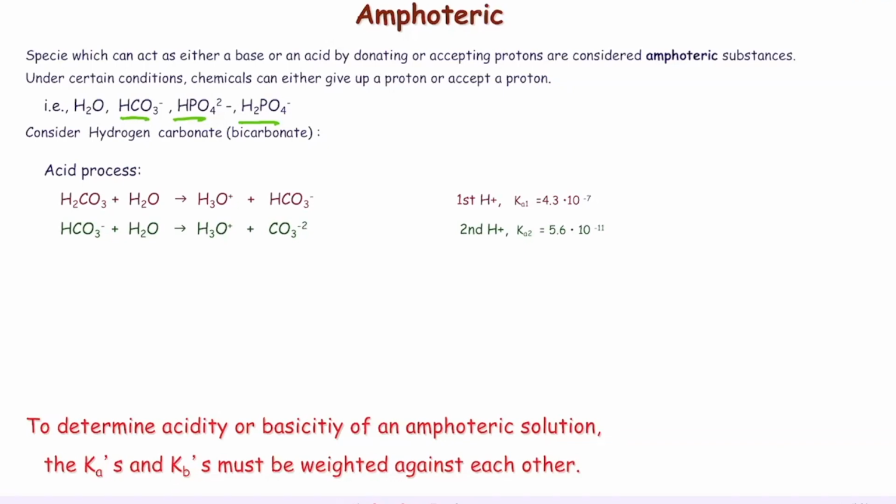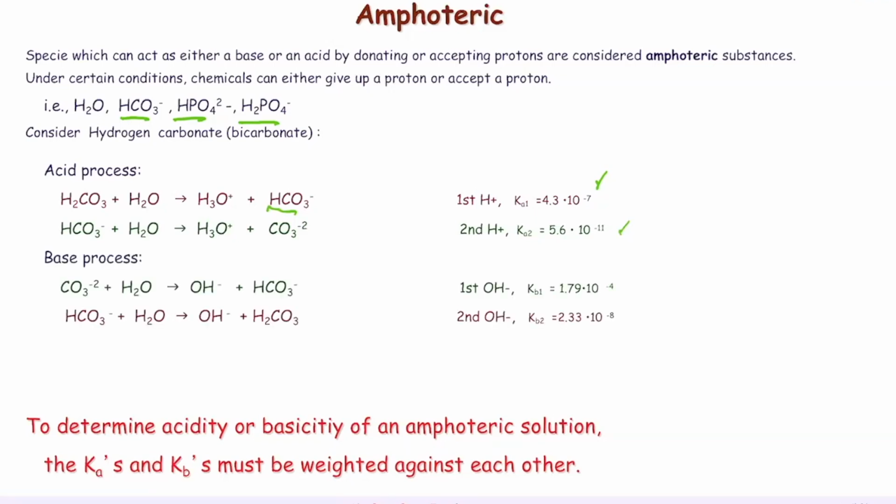In this particular case, we have carbonic acid, H2CO3, and in the presence of water, it'll give up one hydrogen and form bicarbonate. That's this chemical right here. And then it has a Ka of 4.3 times 10 to the minus 7. The bicarbonate can also give up another hydrogen, and it has a Ka2. We call that Ka2 because it's the second hydrogen that comes off, at 5.6 times 10 to the minus 11. But we can also get the reverse, where carbonate, CO3 2-, can pick up a hydrogen from water and form bicarbonate, and that has a Kb.